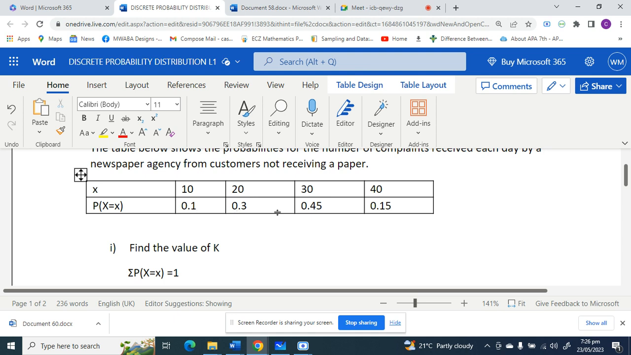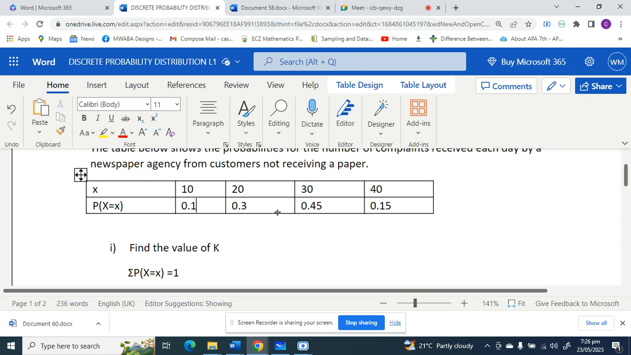What about greater than 20 complaints? What's the probability of getting greater than 20 complaints? Greater than 20 complaints, right? 0.45 plus 0.15, 60%. So there's a 60% chance that you get greater than 20 complaints. So if you are a business, this is not good, all right? Because you want these complaints to be as minimal as possible.